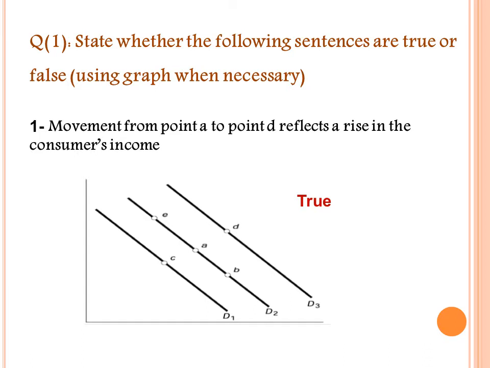So, when the consumer income increases, the demand for the product increases and the whole demand curve will shift rightward. Here we are moving from a point on a demand curve to another point on a higher demand curve. That's why this sentence is true.